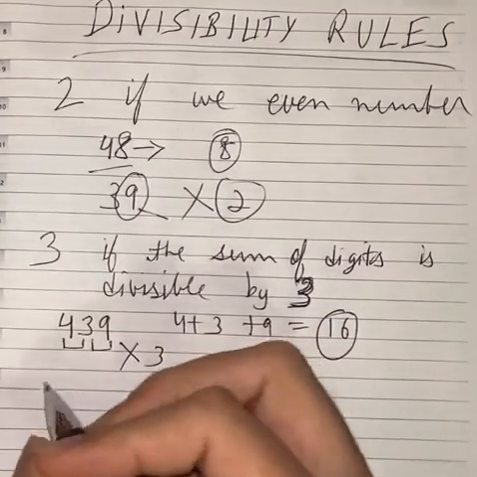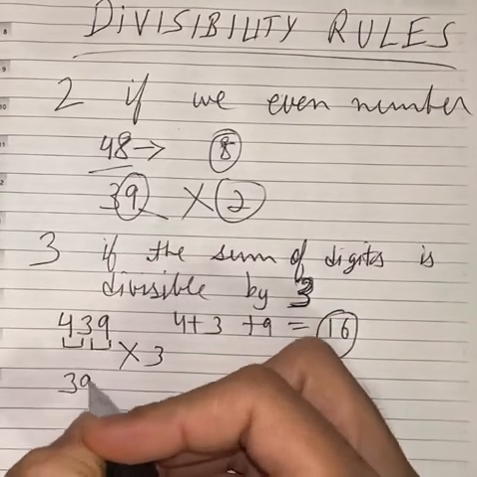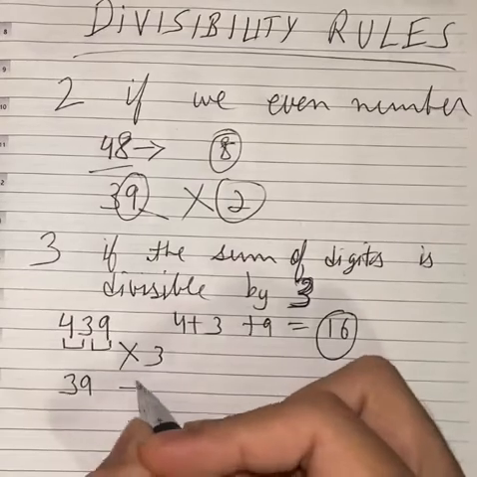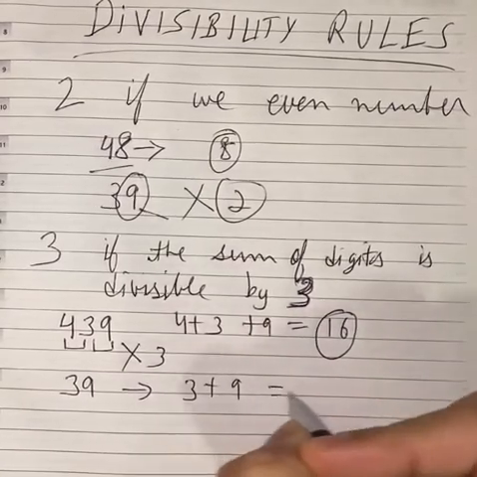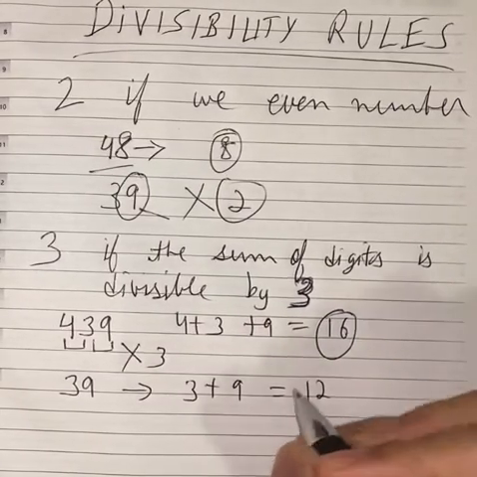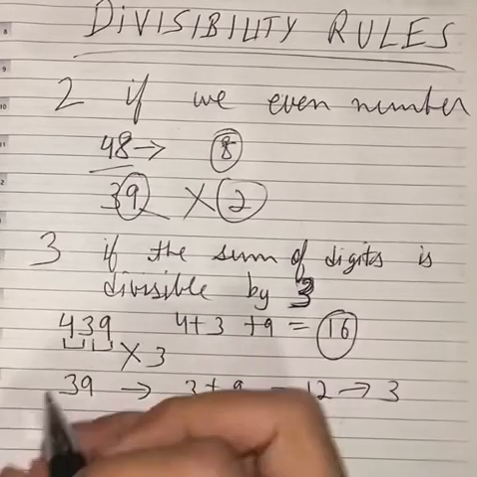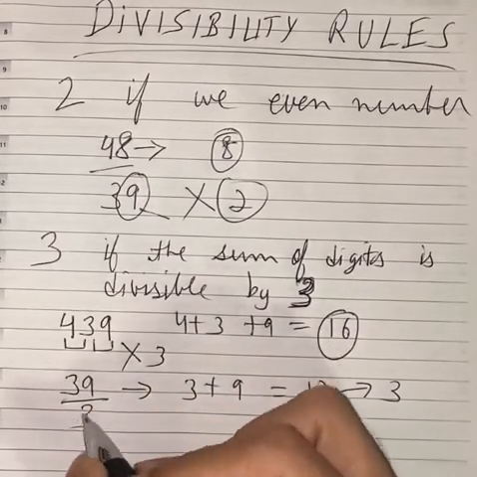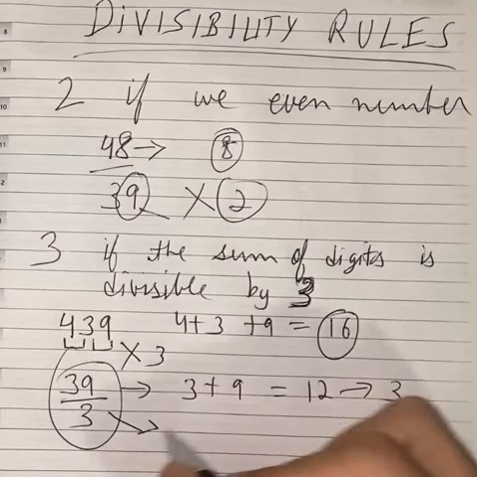So take another example, 39. 3 plus 9 is 12. 12 is divisible by 3. So this number can be divided by 3. So the answer for this number is 13.